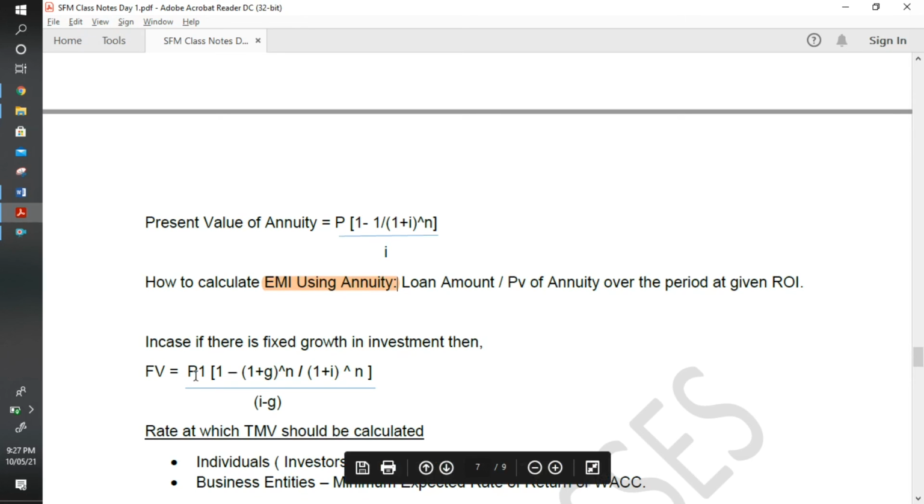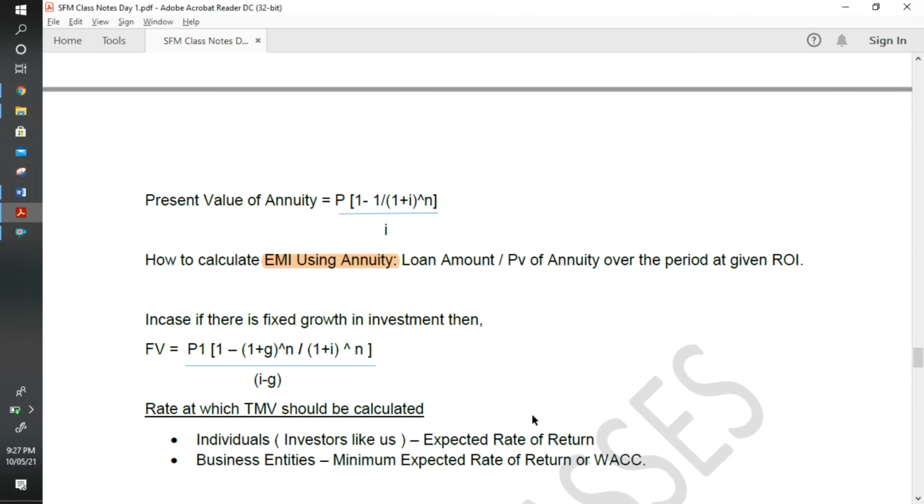In case there is fixed growth in the investment, then present value equals P into (1 minus ((1 plus g) to the power of n divided by (1 plus i) to the power of n)) whole divided by (i minus g). This is a bit of a complicated formula if we look at it, but it will be easy when we solve some problems.